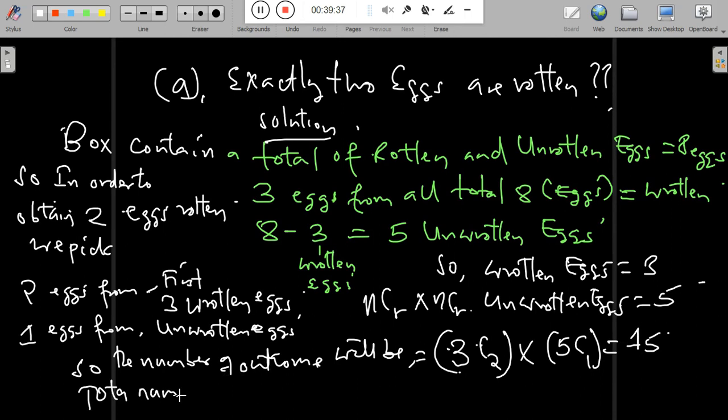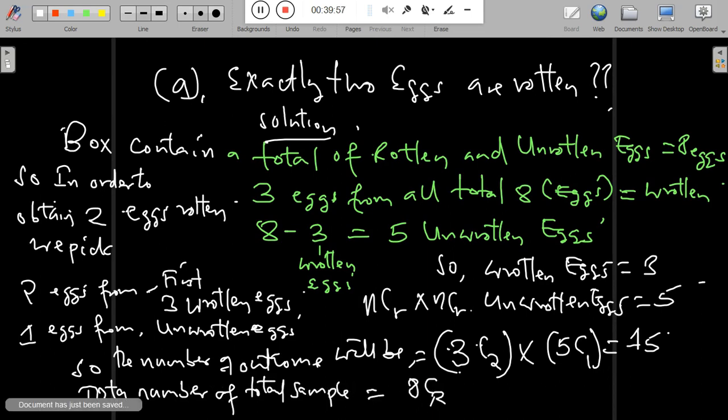What next is we need to find the total number of observations, the sample space from our data set. The total number of observations here will be 8 combination 3, since there were 8 eggs in the box. When we take it into the calculator, we obtain 56.